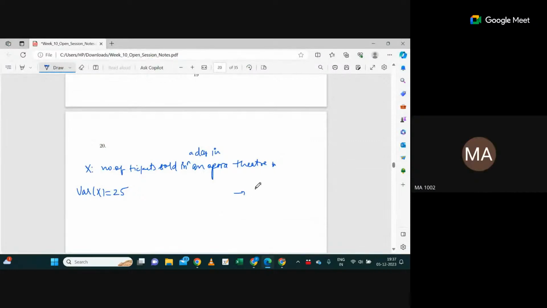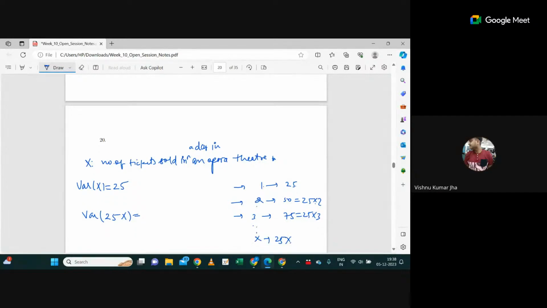Suppose he sells one ticket, then how much profit will he get? 25. If he sells two tickets, then the profit is 50. If he sells three tickets, then 75. We are just multiplying 25 into 2, 25 into 3. If X represents the number of tickets sold, then basically we have to find the variance of 25 times X. For one ticket 25 rupees, for two 25 into 2, so for X it will be 25X.